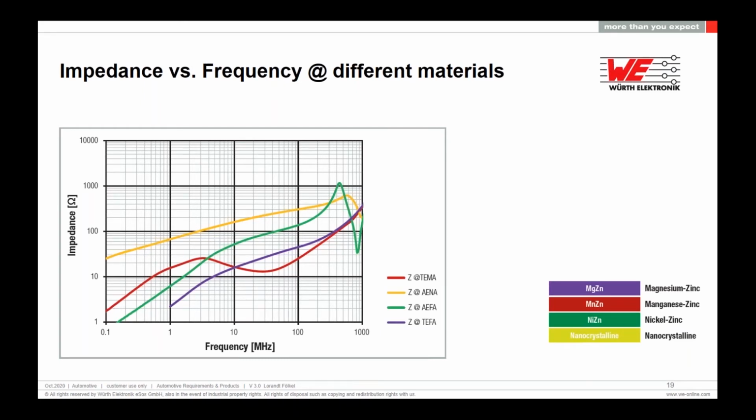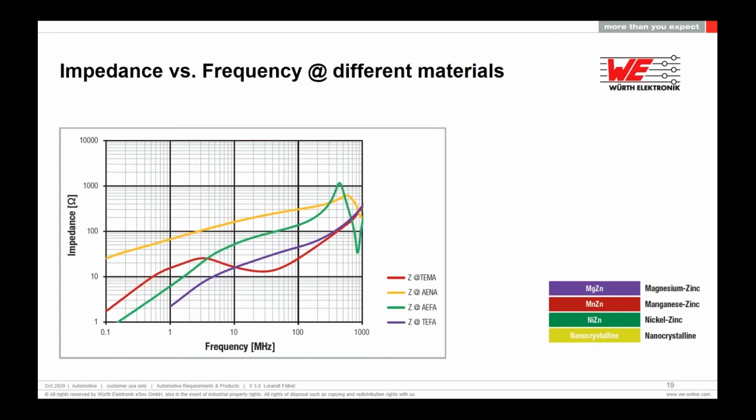Well, nickel zinc is very useful, but we found out that at lower frequencies between 1 and 10 megahertz there are different materials like magnesium zinc. And magnesium zinc up to 10 megahertz has much better performance than nickel zinc. Above 10, 20 megahertz, you cannot distinguish anymore. But for lower frequencies, magnesium zinc is much more effective. If you are filtering something below 1 megahertz, then manganese zinc is the right solution.